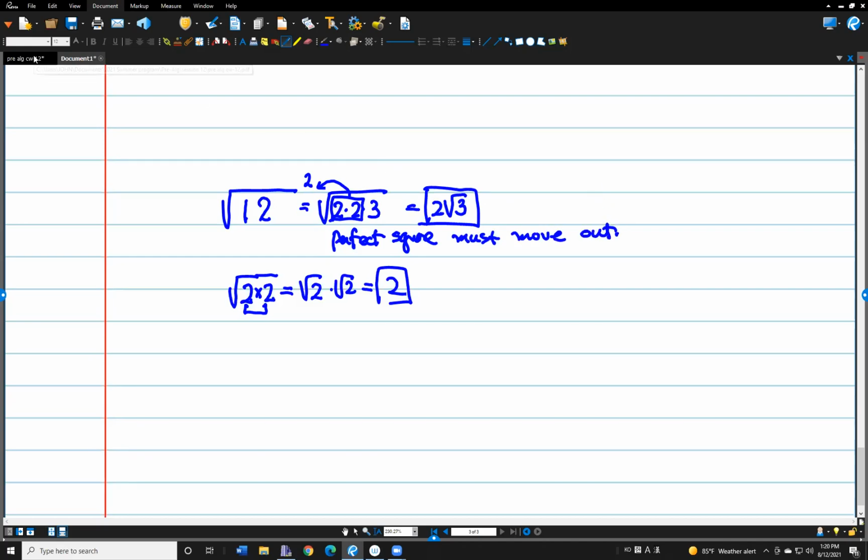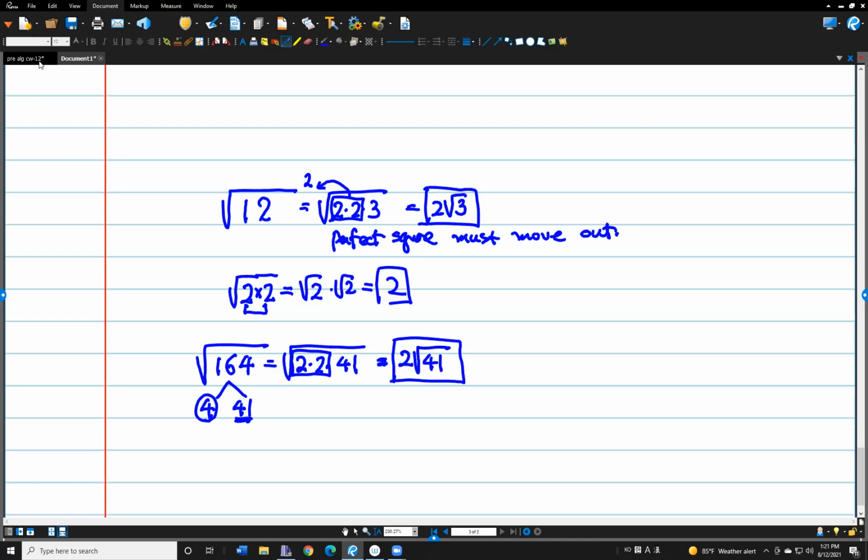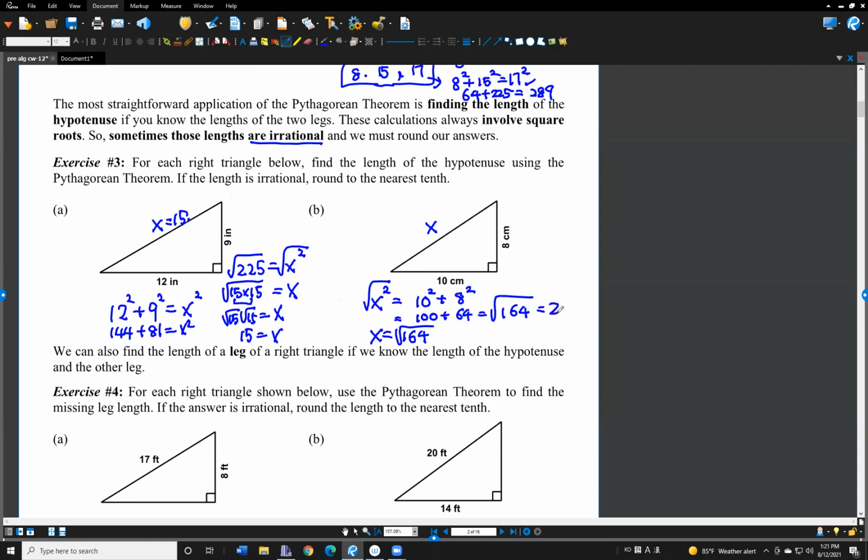Now we got over here the square root of 164. Now let's find the perfect square number. Oh, you can divide it by 4. 41. 2 times 2. 41 is a prime number. That's all. So I'm going to write that one more time. This is 4 times 41. This has a perfect square number in there. It's going to move out 2, right? The square root of 2 times the square root of 2 is 2 by definition. So 2 radical 41 is the simple form. So this side is actually 2 radical 41.